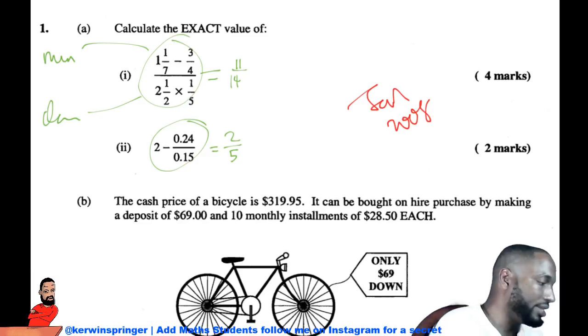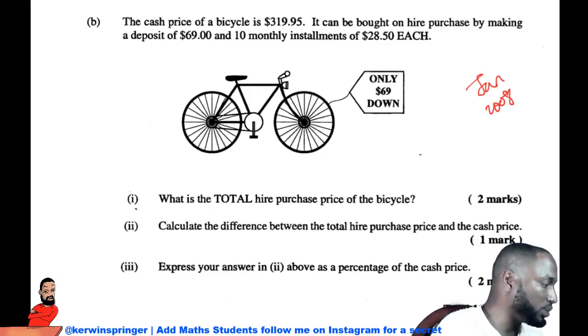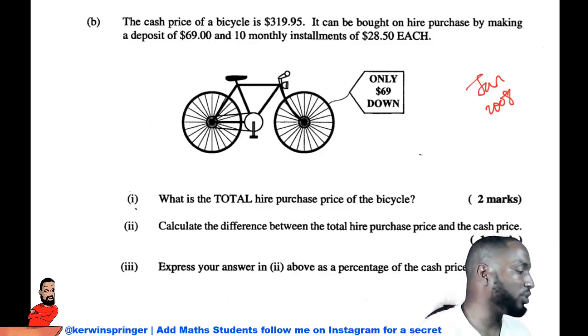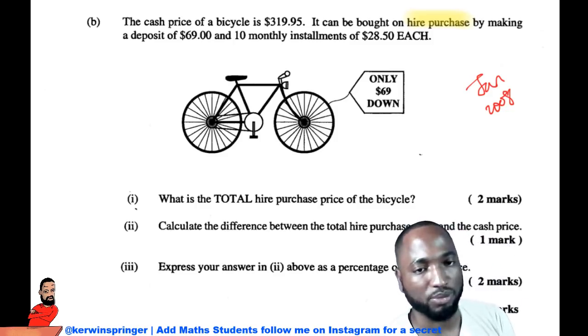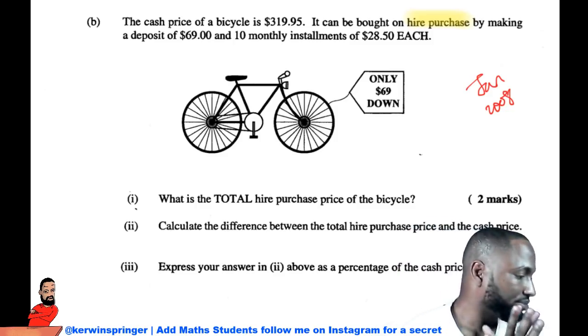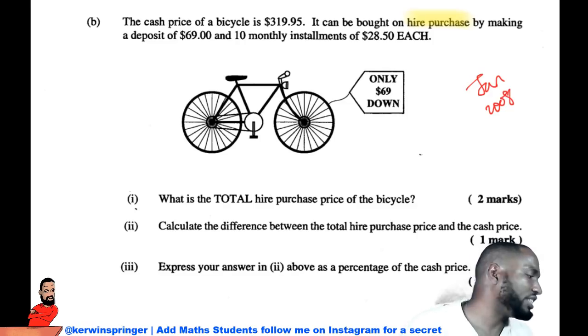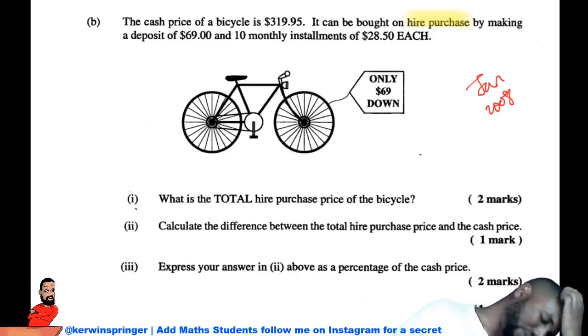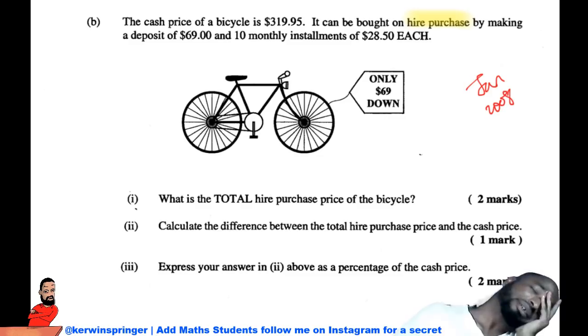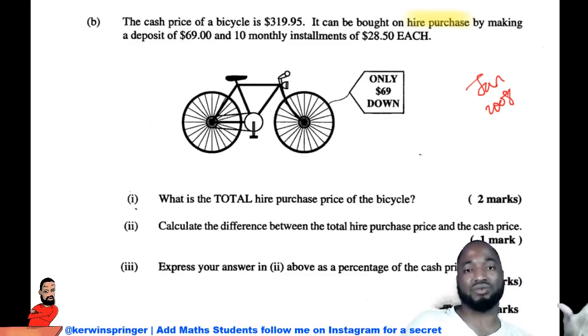Next part, we kind of hide up, so let me look at it here. The cash price of a bicycle is 319.95 at the bottom. So this is a hire purchase question, something new in the consumer arithmetic dance. By making a deposit of $69 and 10 monthly installments of $28.50 each. So that's how hire purchases work. Sometimes you can make a little down payment and then add on the monthly payments, or sometimes it's just monthly installments right through.